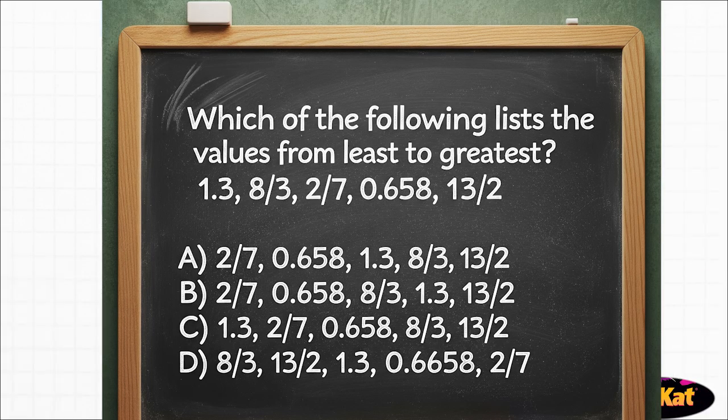Okay, here it is. This is our challenge. And yeah, at first glance, it is a total jumble. You've got decimals next to fractions. I mean, how are you even supposed to compare 8/3 to 0.658? But don't worry, there's a really elegant way to solve this.